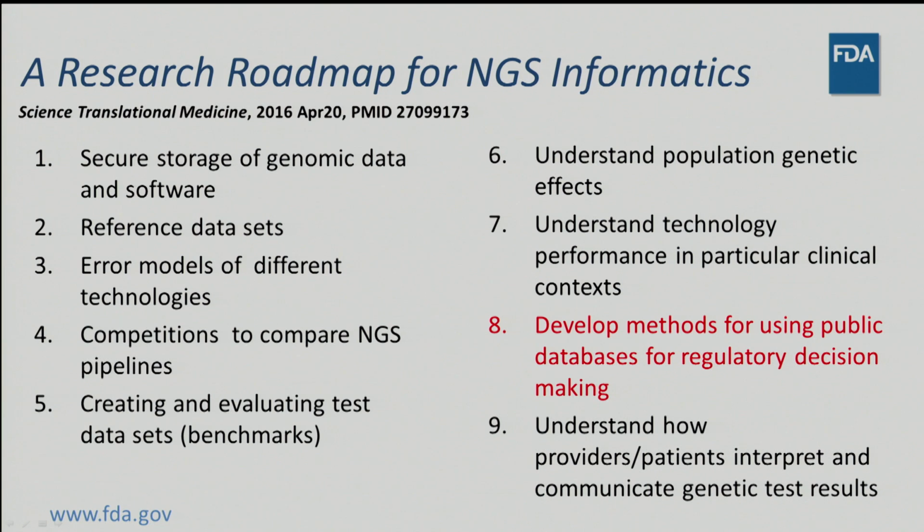In April of this year, the UCSF-Stanford Center for Excellence in Regulatory Science and Innovation, or CERSI, and the FDA co-authored a perspective in Science Translational Medicine, in which a research roadmap was proposed with the following 9 areas of potential research. The first 5 areas address aspects related to the analytical performance of NGS tests, and the next 4 are related to the clinical performance. Today, I'll discuss the 8th topic about the development of methods for using public databases for regulatory decision-making.